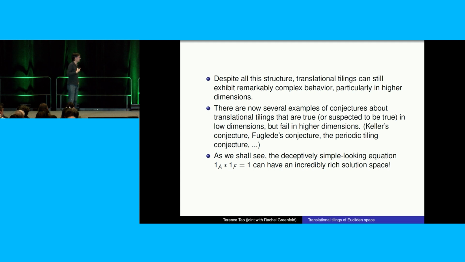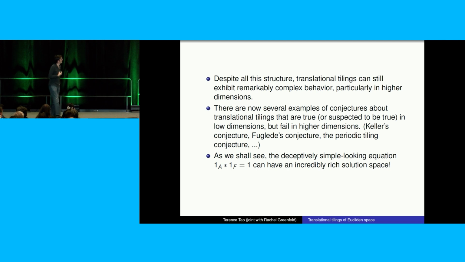Low-dimensional tilings, so 1- and 2-dimensional tilings in particular, we understand pretty well. And it is very natural to extrapolate from low-dimensional intuition what happens in high dimensions. But what we are beginning to learn in tiling is that high-dimensional tiling is a very different beast from low-dimensional tiling. Many conjectures that are very natural and can even be proven in low dimensions fail in high dimensions. And we now have many examples of that, and I'll give you one of them in this talk.